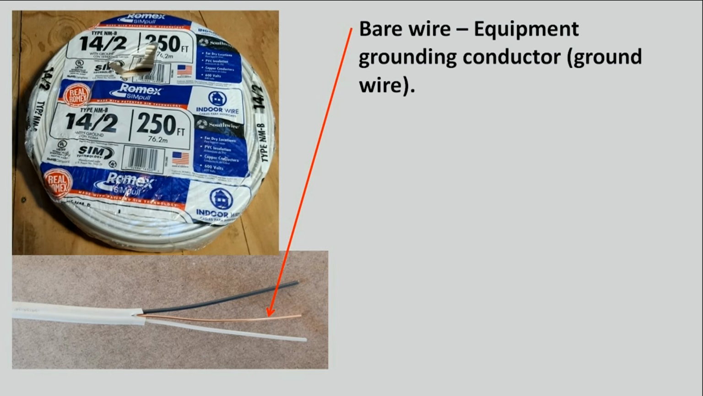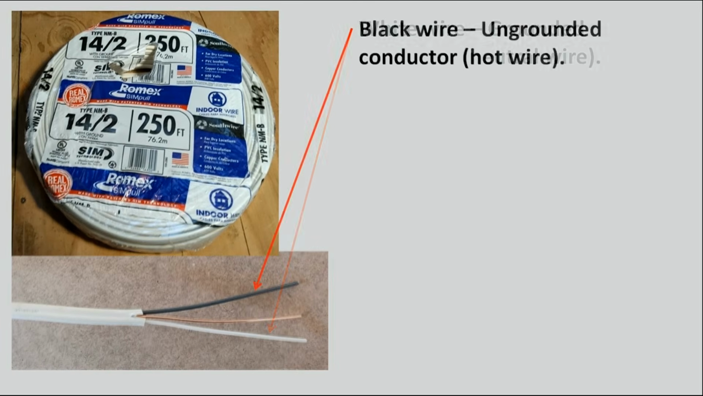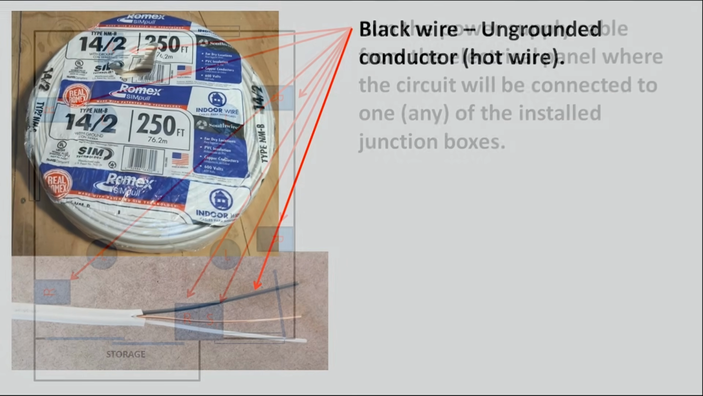Bare wire, equipment grounding conductor, ground wire. White wire, grounded conductor, neutral wire. Black wire, ungrounded conductor, hot wire.